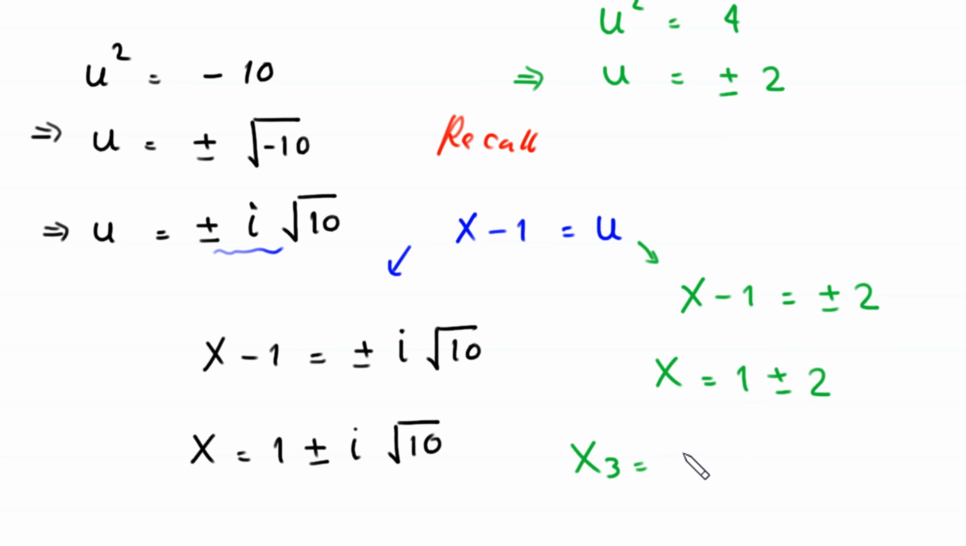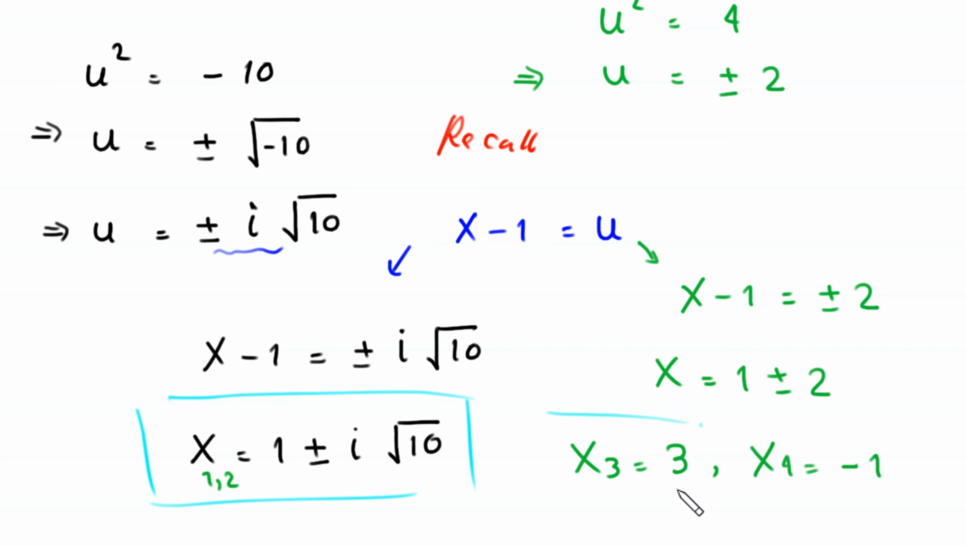x3 is equal to 1 + 2, which is 3, and x4 is equal to 1 - 2, which is negative 1. This is the third and fourth value of x. So we have 4 solutions for this equation: 1 plus or minus i times root 10, 3 and negative 1.